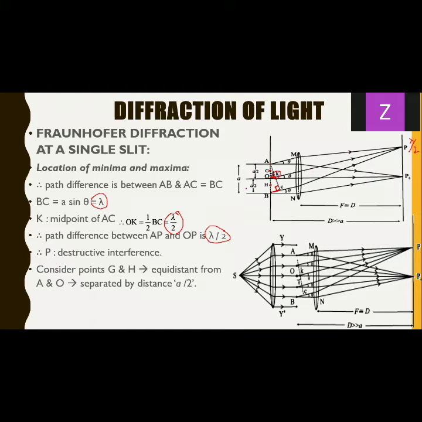So if we consider the point P, the path difference we can consider as again lambda by 2. So at point P, what we get? We get a destructive interference. Means what? We have it as a first minima. So this is the point where the first minimum is possible, a destructive interference, right? Any doubts till this point? Bolo? Yes or no?